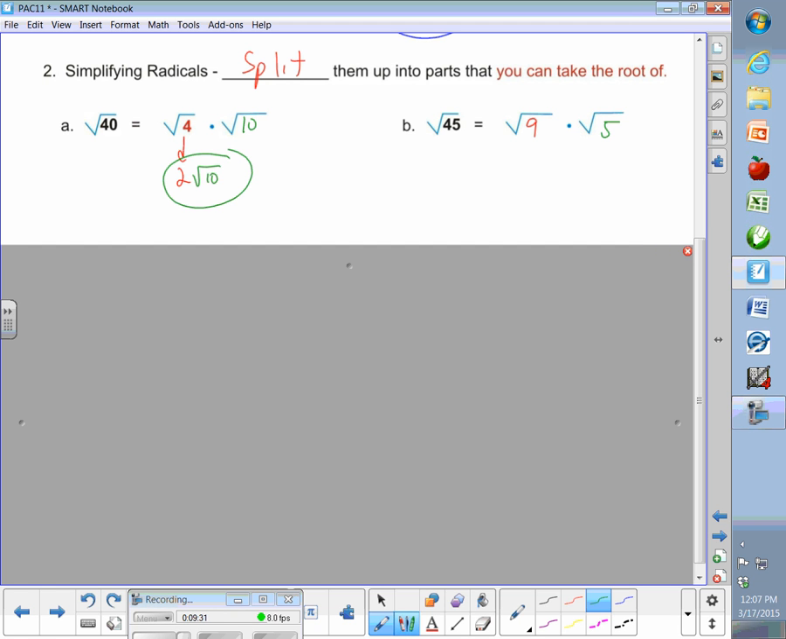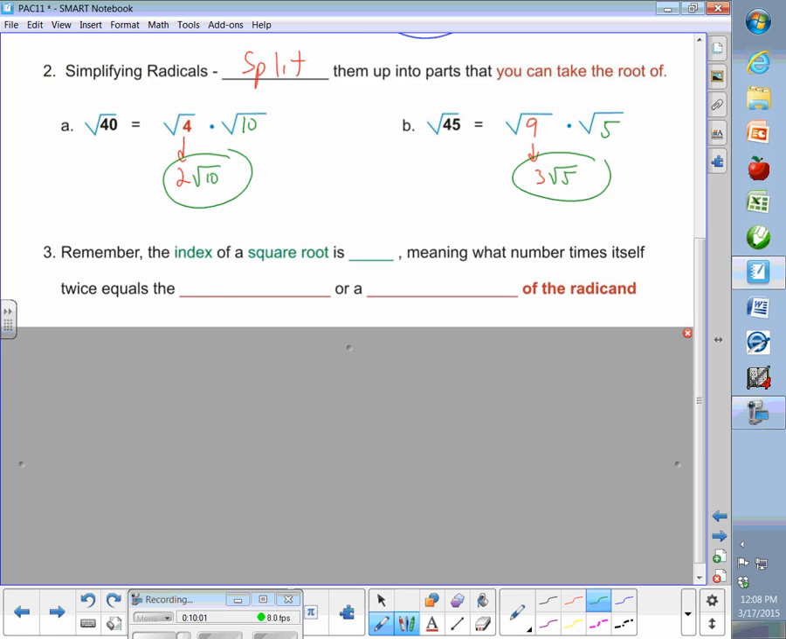What does this simplify into? Well, the square root of 9 means what number times itself twice is a 9. That's a 3. And you still have the square root of 5. A number in front of a radical is multiplication, just like a number in front of a variable is multiplication. All right? There's nothing in between. So 3 times the square root of 5. Hey, that's not hard, right? That's doable. All right, number 3.